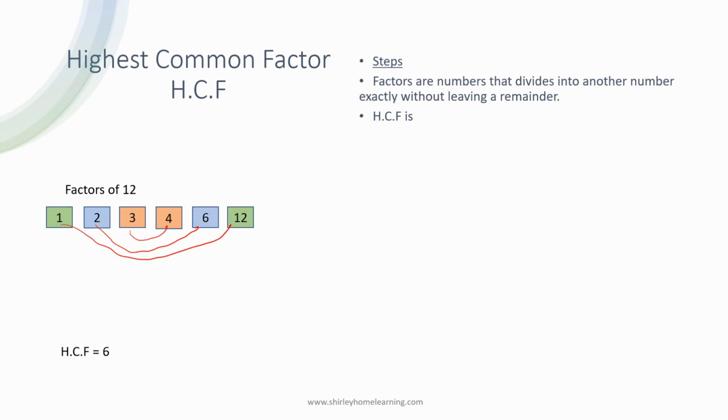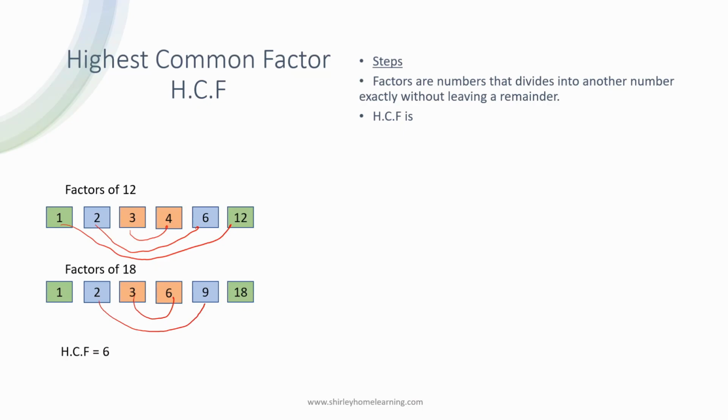So these are the factors of 12. Next, we are going to write down the factors of 18. So let's have a look. So the factors of 18. So again, I have got 3 and 6, 2 and 9, and 1 and 18. So I have written all the factors of 18.